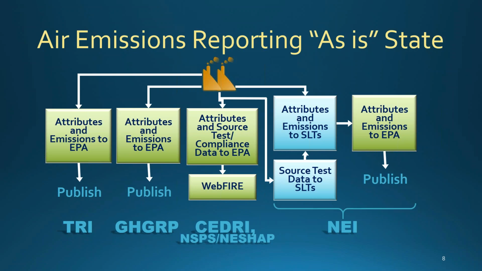Some of these are directly into federal programs like TRI and GHGRP. There's different types of information. For example, in CEDRI, there's test data and compliance information that is eventually used for WebFire in terms of creating emission factors. And then you have the whole large component of industry reporting directly to the states where they operate, and that huge amount of data goes into every given state, local, tribal agency, and then eventually works its way up and is published in the NEI.